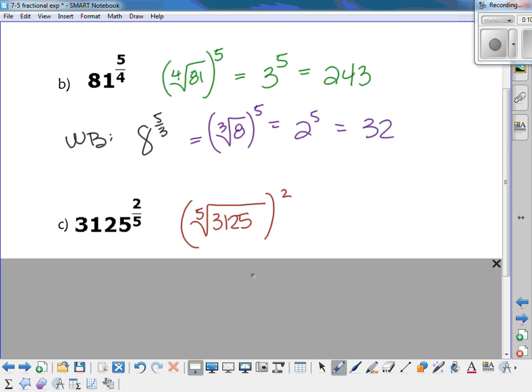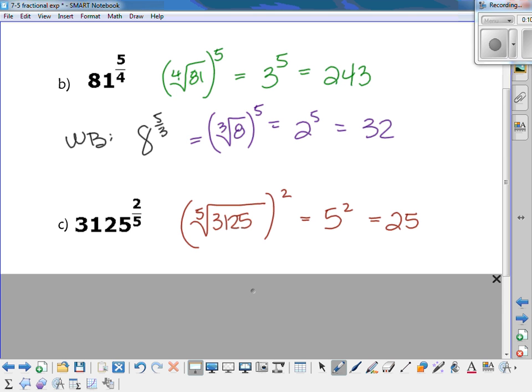5, right? So you can check it. 5 times 5 is 25, times 5 is 125, times 5 is 625, and then sure enough, times 5 comes out to 3125. So the fifth root of that is just 5. And then you have to square it, so the answer would be 25. So anytime it's ending in 5, there's a good chance the root's going to be 5.